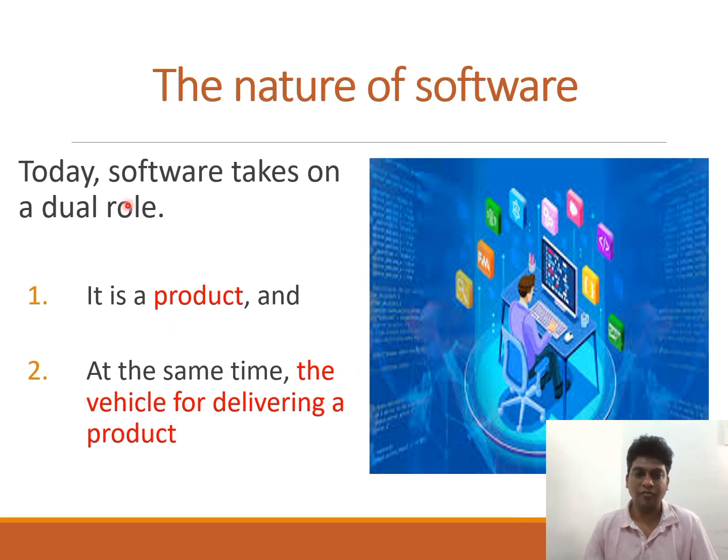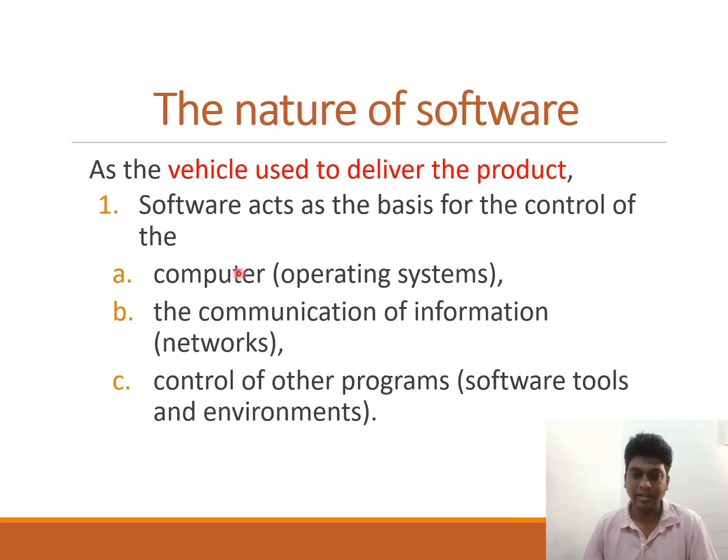So what is the nature of software? Software always plays a dual role. Initially it is a product, and it is also a vehicle to deliver that product. As a vehicle for delivering the product, it acts as the basis for the control of the operating systems of a computer, and for networking, which provides communication of information. Then there are various software tools which have control over the other programs that are installed.